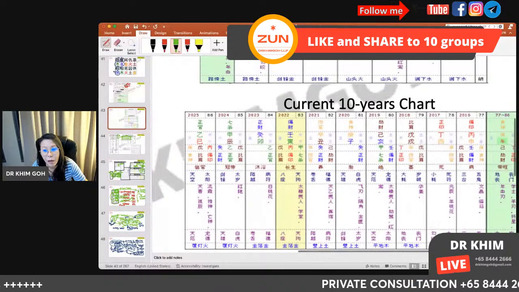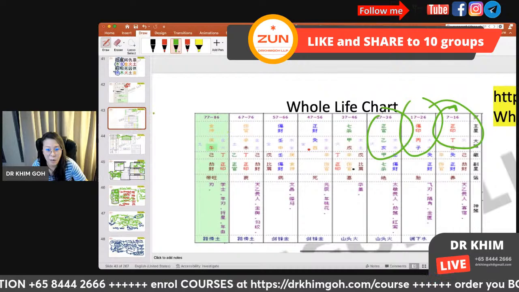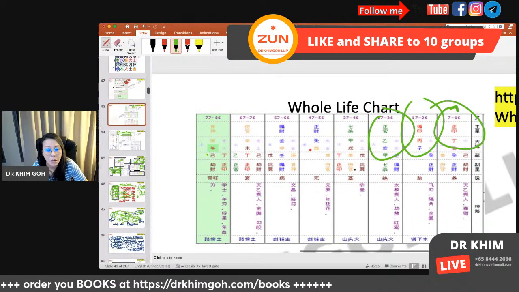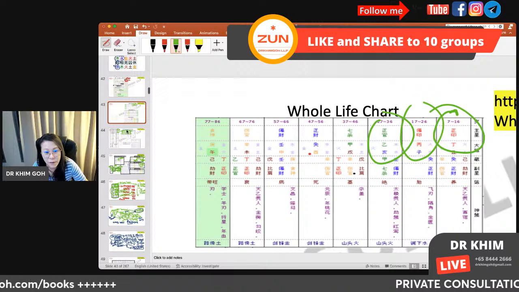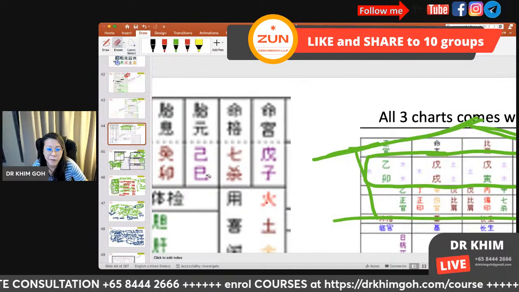At this luck cycle, like my birth chart has a signal: my mother will die young. It's in the sign, but when? Which pillar? So you must understand the concept first. Okay? So today I want to talk about this Ming Ge. So how is this Ming Ge derived? This Ming Ge is derived from the strongest of the 10 gods.